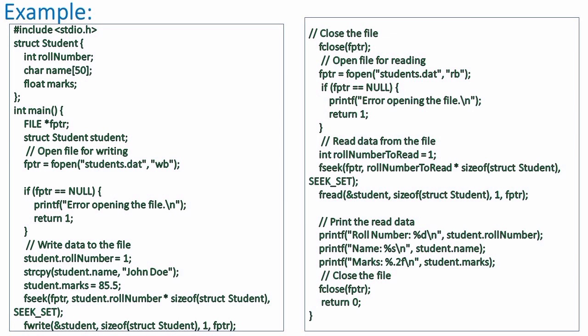The program reopens the file in binary read mode, and similar to the previous step, the fseek function is used to position the file pointer to the desired record based on the roll number to read. The fread function is used to read the data of a single struct student from the file into the student variable. Next, the program prints the retrieved data record fields such as roll number, name, and marks using the printf function. Finally, the file is closed using the fclose function.